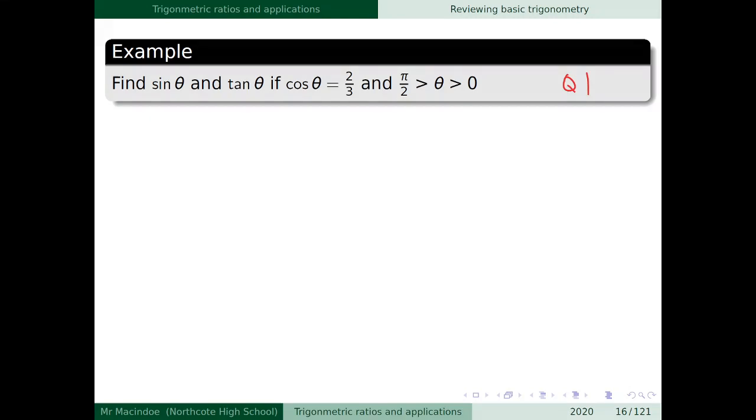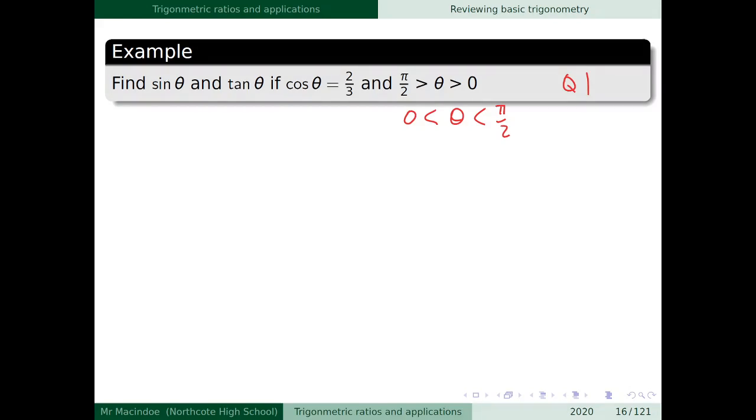Does that make sense? Pi on 2 is greater than theta is greater than 0. I suppose so. Typically we would more likely write it this way, wouldn't we? Yes, that makes more sense to me. I'm not sure why I wrote it that way in this example, but there you have it.